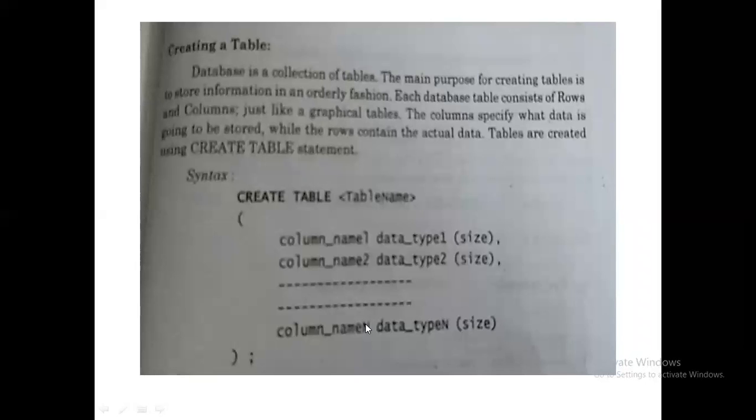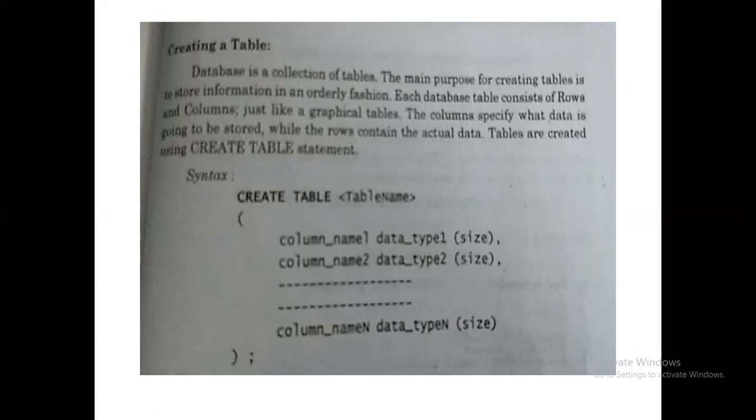Next, creating a table. A database is a collection of tables. The main purpose of creating a table is to store information in an orderly fashion. Each database table consists of rows and columns, just like a graphical table. The columns specify what data is going to be stored, while the rows contain the actual data. Tables are created using the CREATE TABLE statement.